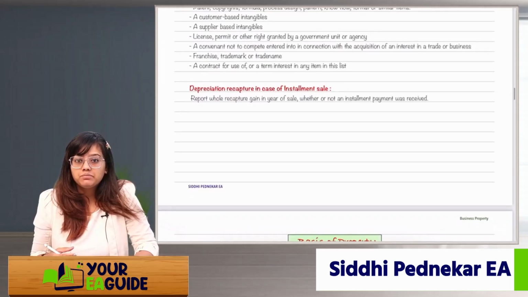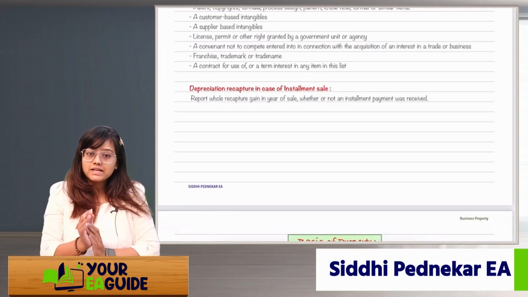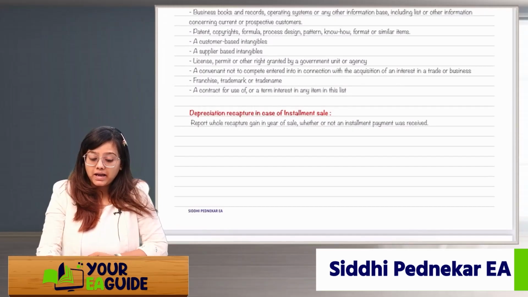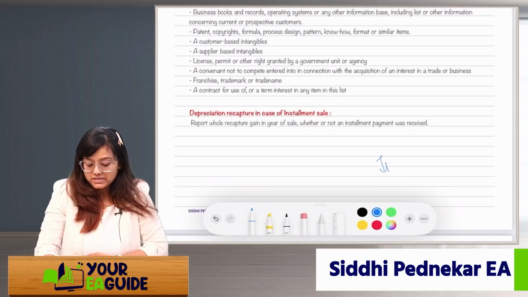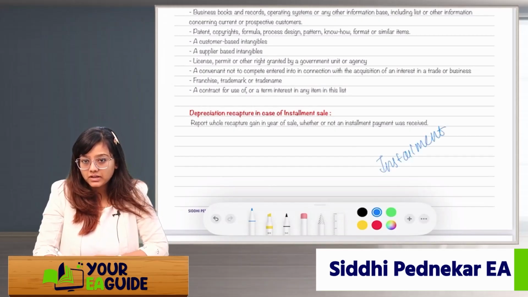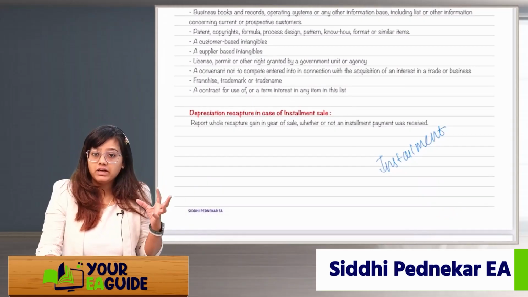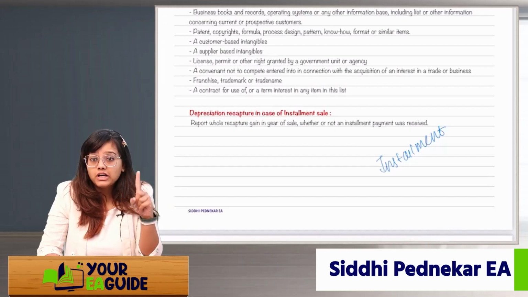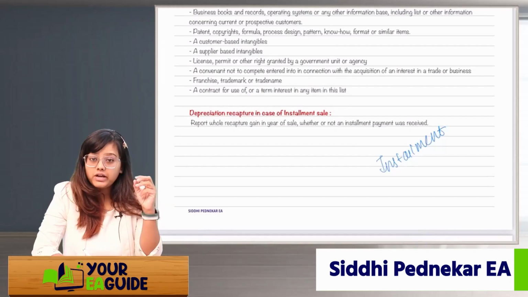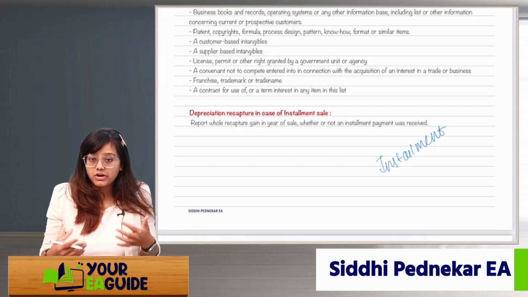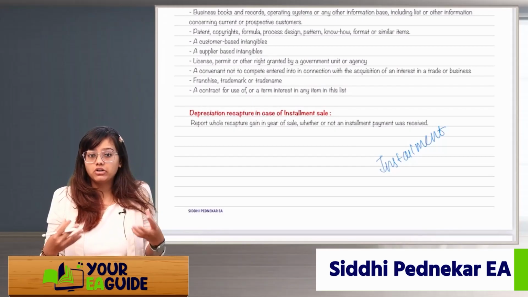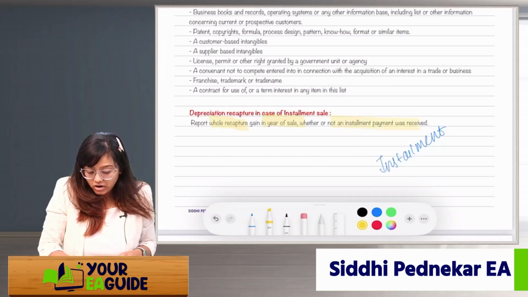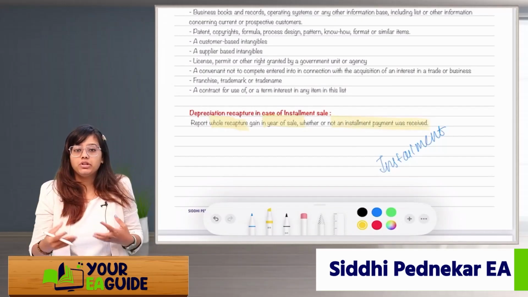Now depreciation recapture in case of installment sale. If the asset is sold, then there is an option to the buyer to pay the amount on installment basis. If the recapture rule applies, meaning previously you have taken 179 deduction or bonus deductions on the listed properties, then in the first year, the year when you're selling the asset, whether your amount is recovered or not, the whole depreciation will be recaptured and included in your gain. So you will report the whole recapture gain in the year of sale, whether or not installment payment was received.